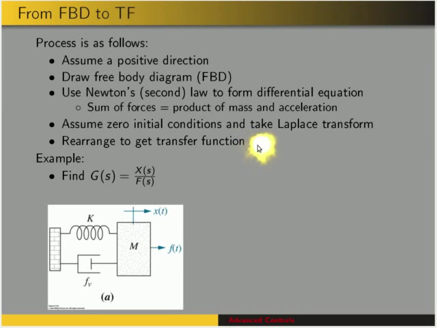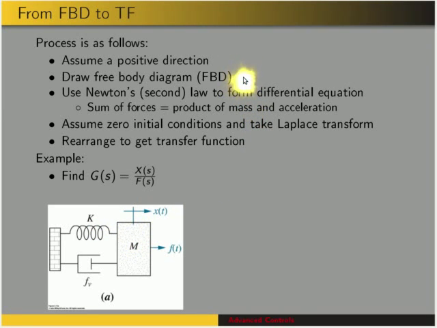So here is an example. We have this system, a ground, a spring, a mass, and a damper, and we want to find the transfer function, the Laplace transform of the displacement related to the Laplace transform of the input force, F. We'll go through the steps here. Assume a positive direction, that's done for us. You can see X is assumed to be positive to the right, and we assume that X is zero when the spring is unstretched.